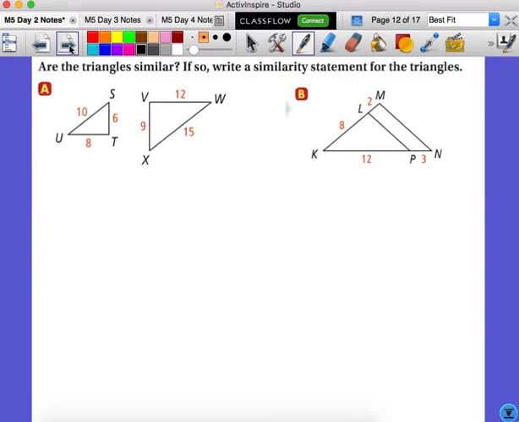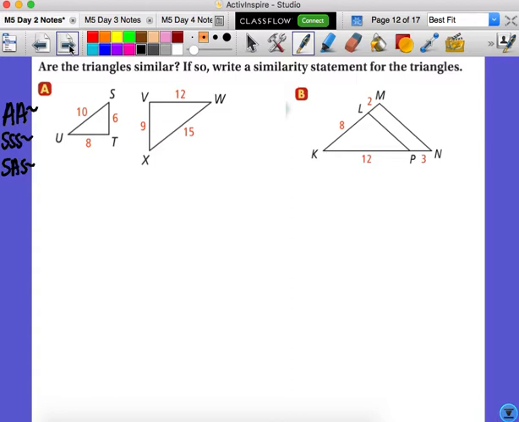Last but not least, are these triangles similar? If so, write a similarity statement. And I want us to go a little further. I want you to state how you know. So remember, you have 3 shortcuts. We have angle, angle, we have side, side, side, and we have side, angle, side. Those are our only 3 options. So the first and the third require that you have an angle that's congruent.